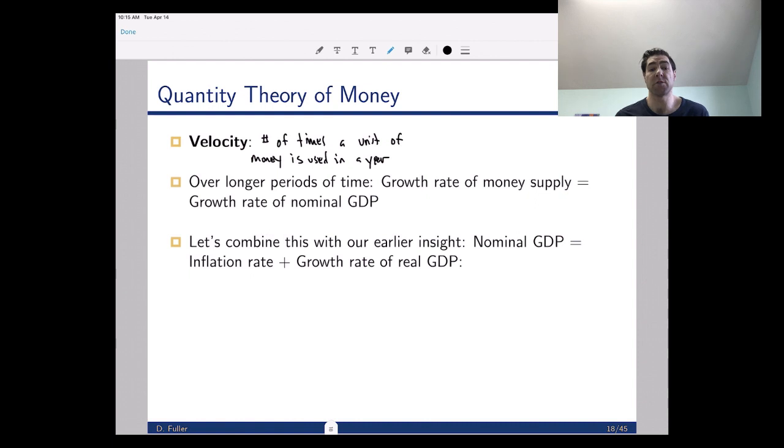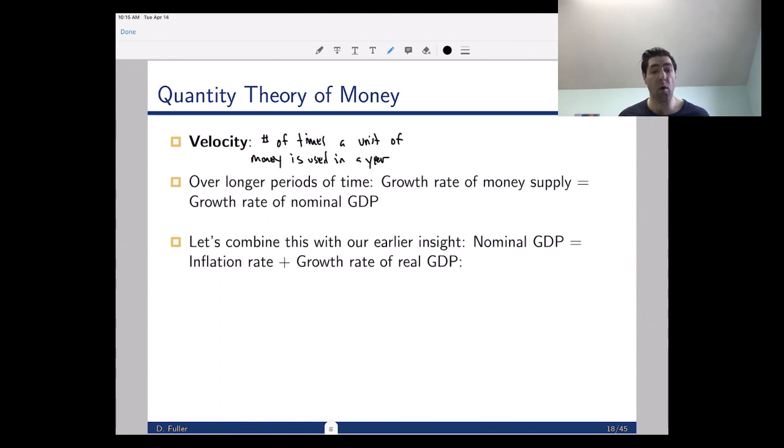And you could say the same about your checking account balance, right? For every dollar in your checking account, you buy something, it transfers to somebody else's checking account. They buy something, it goes from checking account to checking account. How many times a year is that checking account balance used? That's the velocity of money.